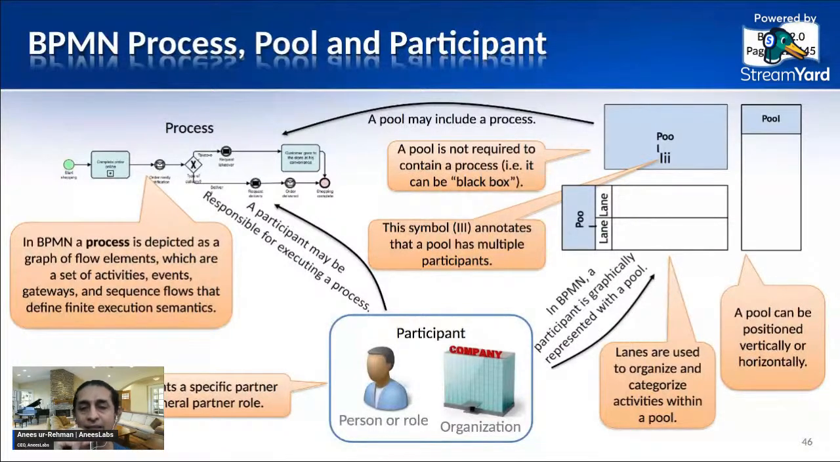Swim lanes mean roles. They are the users or the roles who can perform those kinds of tasks. Like in the banking sector, we have a teller, managers, loan approvers, and debt collectors. So these are all part of the swim lane, or the upper management or the lower management. And the participant is a person or a role. An organization can be part of the pool or the swim lane.